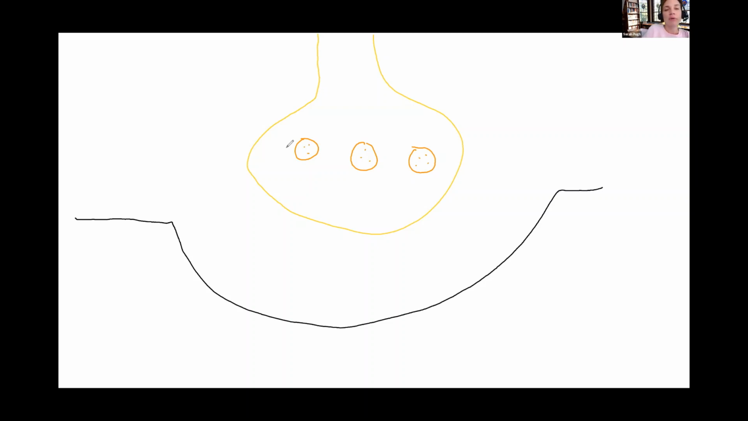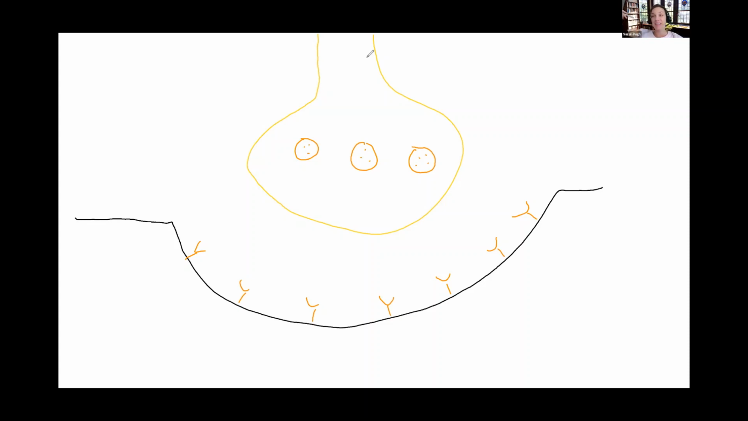Okay, now that motor end plate, remember, has receptors for acetylcholine on it. So we'll draw those. All right, so let's walk through those steps on the PowerPoint. How is a nerve impulse going to jump from a neuron into a muscle? So the first thing that's going to happen is the impulse is going to come down the neuron.